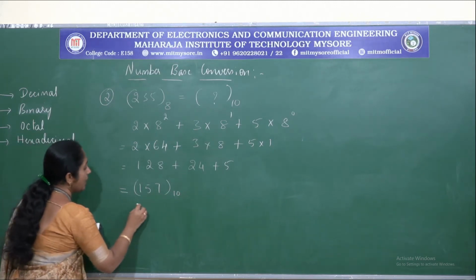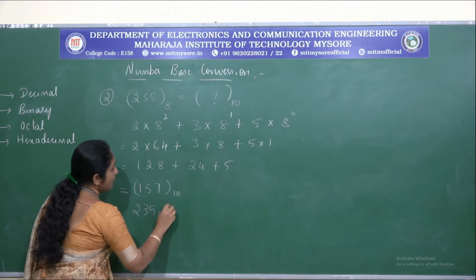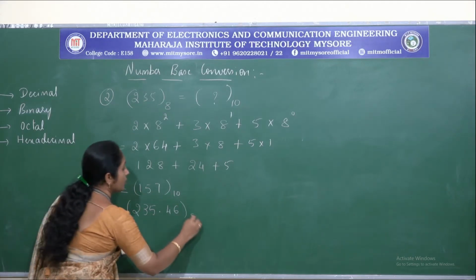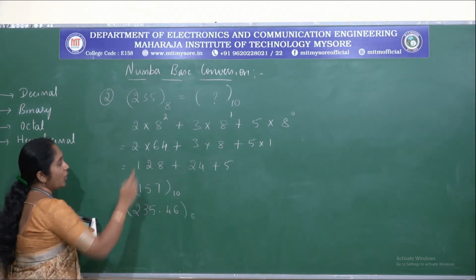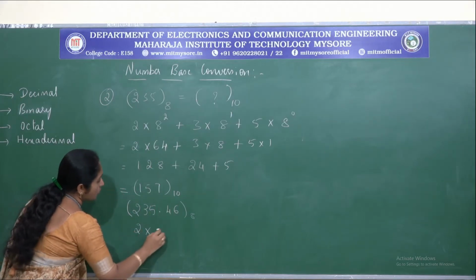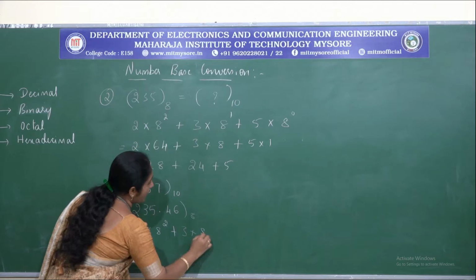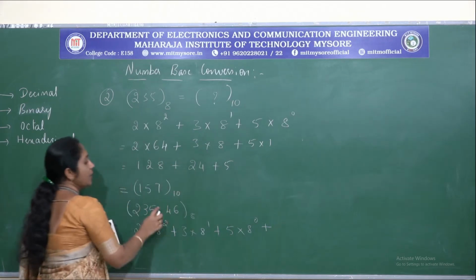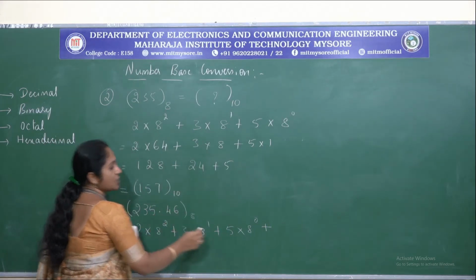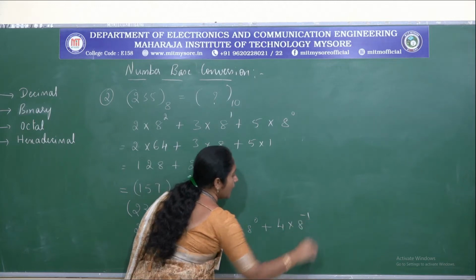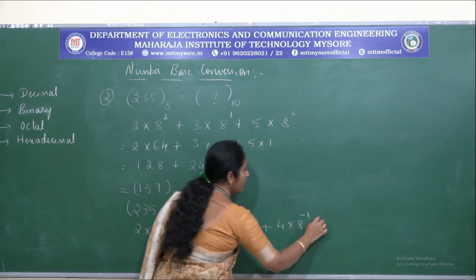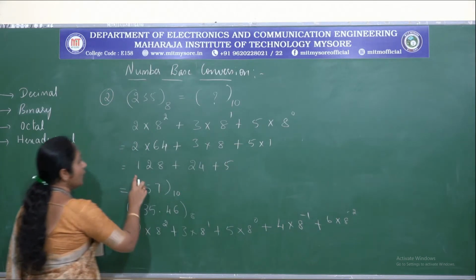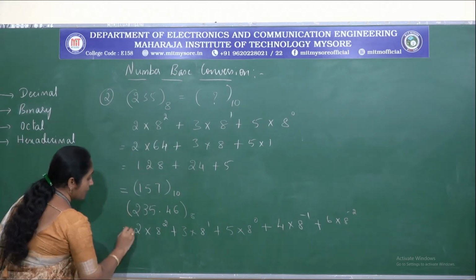If you consider the fractional part, let us retain the number as it is. Let me consider the fractional part as 46. So this is the given number in the octal number system. We need to expand in a similar way. So 2 into 8 power 2 plus 3 into 8 power 1 plus 5 into 8 power 0. After the decimal point, we just need to express the powers in negative. So 4 into 8 power minus 1 plus 6 into 8 power minus 2. Here the whole number part will remain as it is.